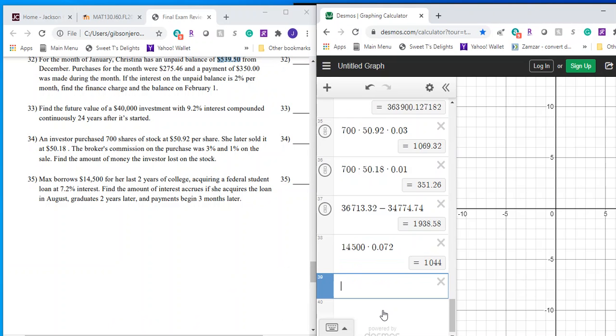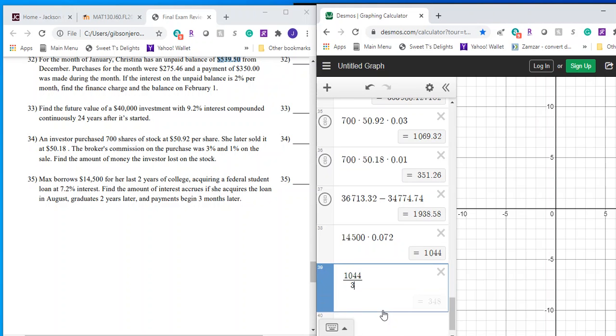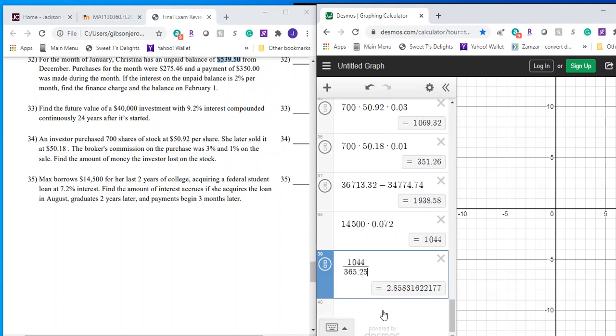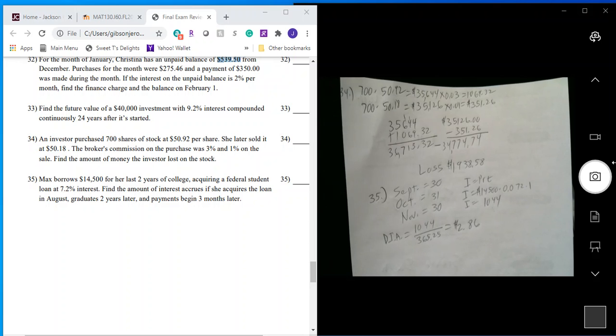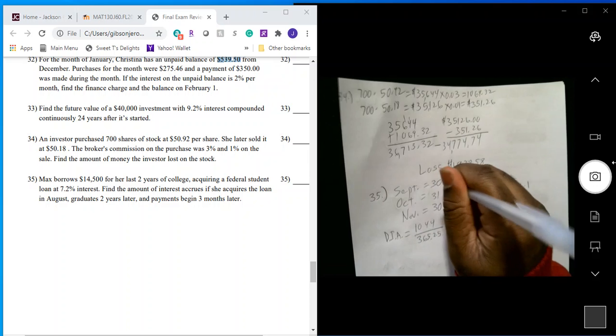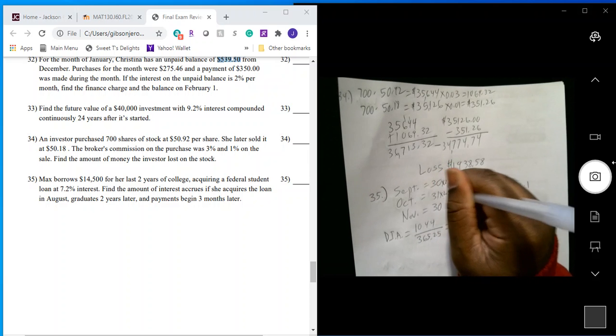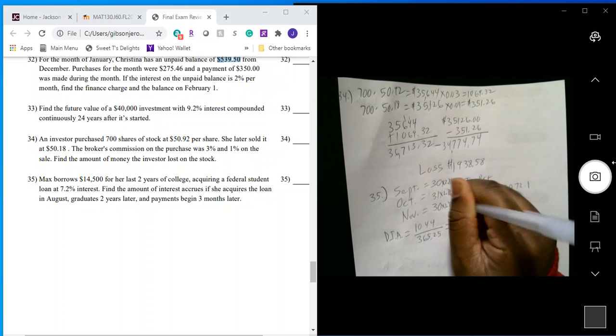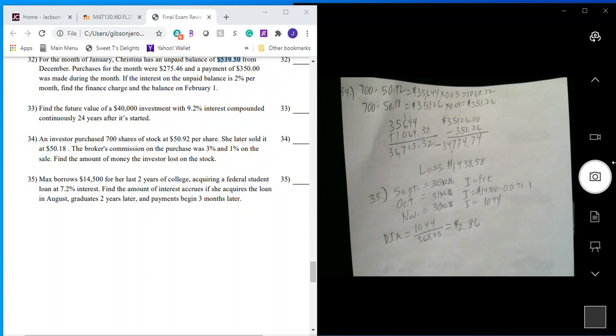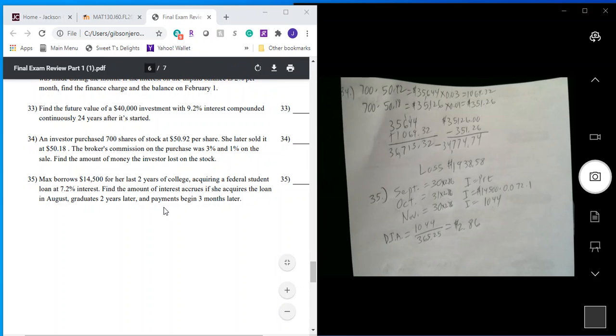So we'll do the 1,044 divided by 365.25. That will give us $2.86 per day. Okay, so that is the average daily amount. What we're supposed to do here is take these days and multiply by $2.86. I didn't leave myself enough space here, but we'll get to that.